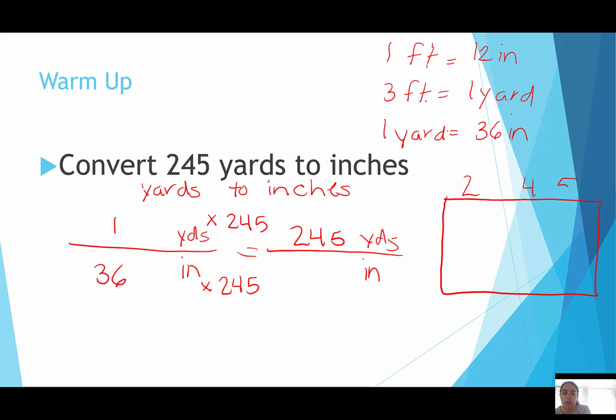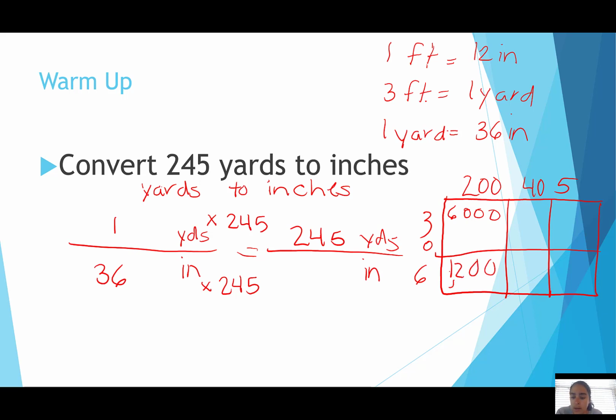245 and 36. We gotta put that in expanded form. Let's break it down. 200 times 30, 2 times 3 is 6. Add 3 zeros, 6,000. 200 times 6, 2 times 6 is 12. Add my 2 zeros, 1,200.